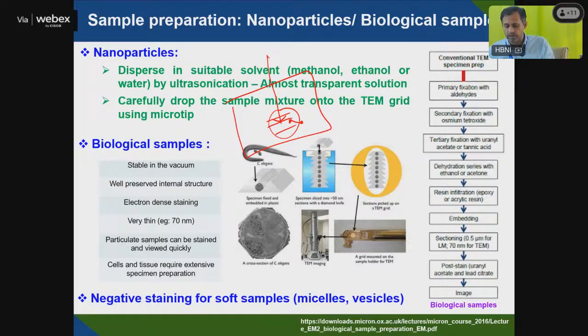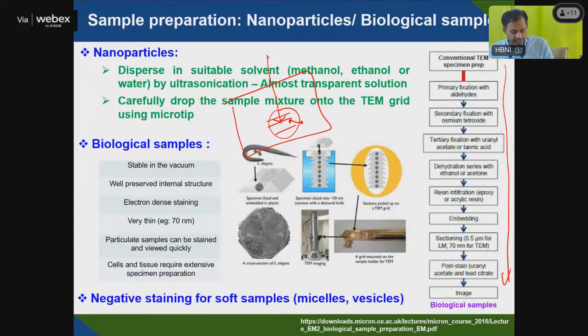Those are the information you can get. You have to follow this whole process: fixation with a high-Z material like uranyl acetate, tannic acid, or lead acetate. Then you have to stain it, then you have to put it in.